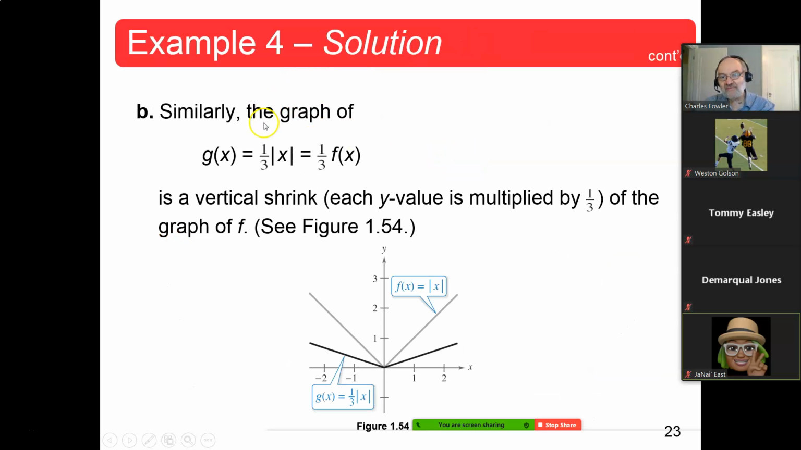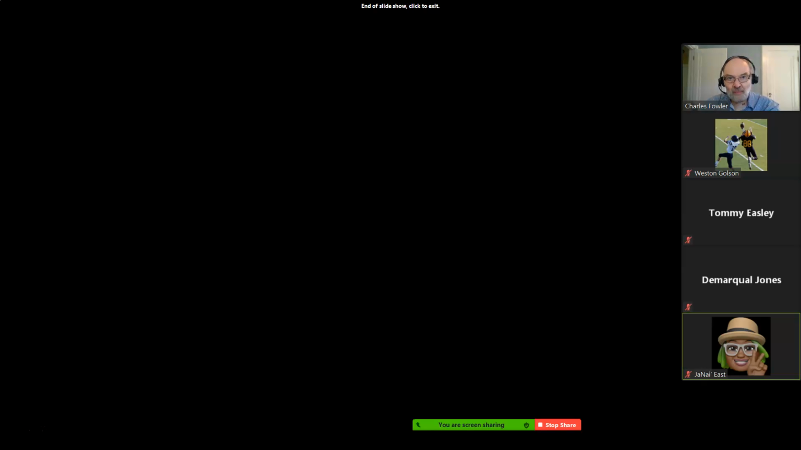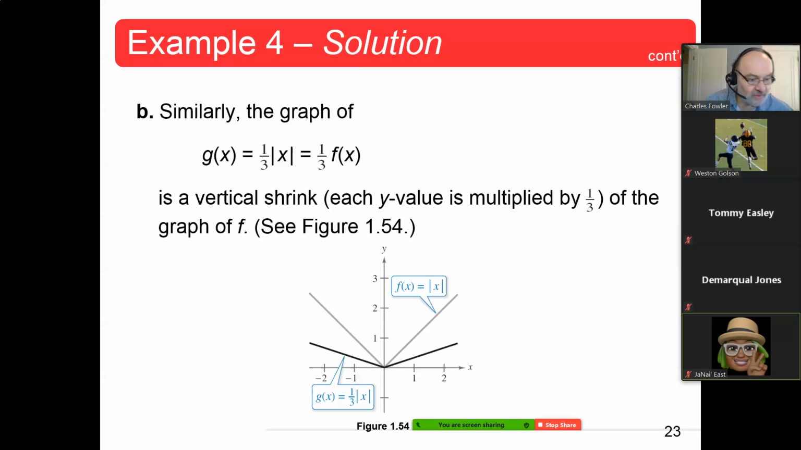Similarly, the graph of this, you're multiplying your y value, the absolute value of x, by 1/3, multiplying the f of x by 1/3. So 1/3 of 1 is 1/3. 1/3 of 2 is 2/3. 1/3 of 3 would be 1. So here it is. That's the one the elephant sat on. It's a vertical shrink. Make sense? Just like we did it. Okay, that was example 4, and that is the last slide they show.